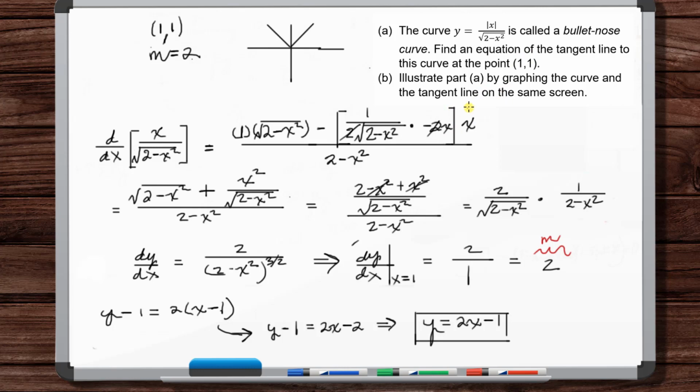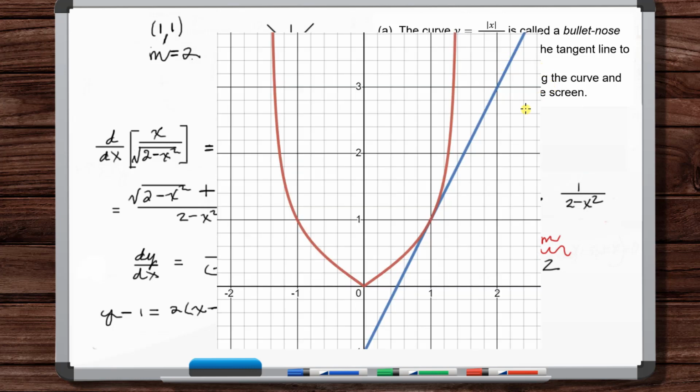Okay, part B, illustrate part A by graphing the curve and the tangent line on the same screen. So all I did was go to Desmos. All it's doing is just like a graphing calculator. I had this function typed in, and that gave me the original curve. I just added an extra equation to plot on the same graph, and I just put y equals 2x minus 1. That's it. And it gave me this. There you go. Simple as that.